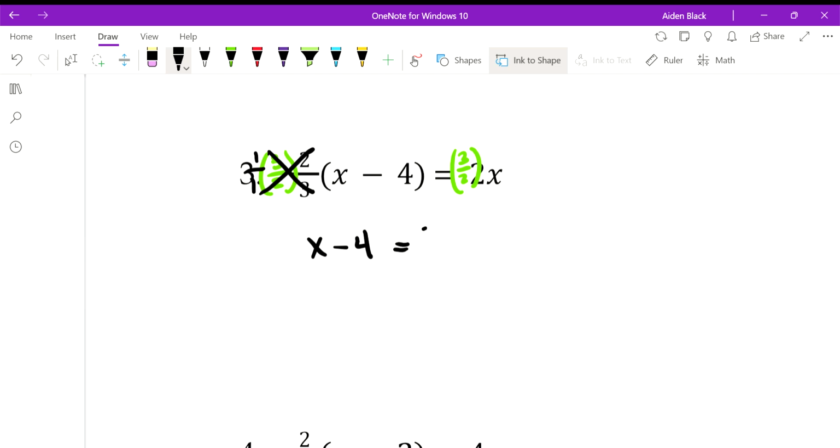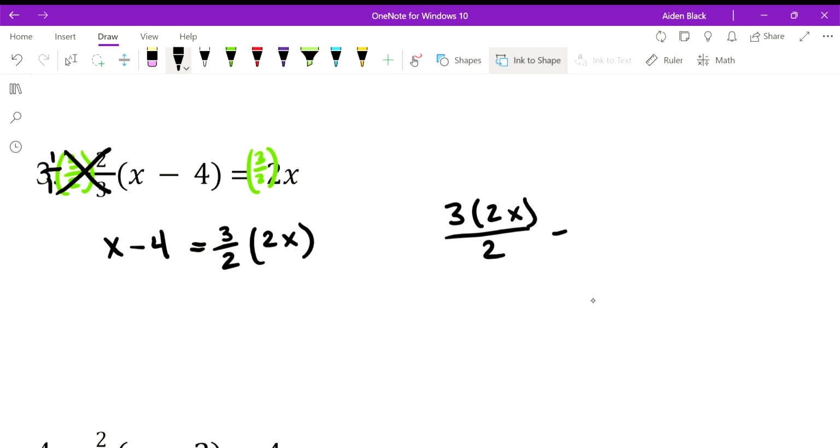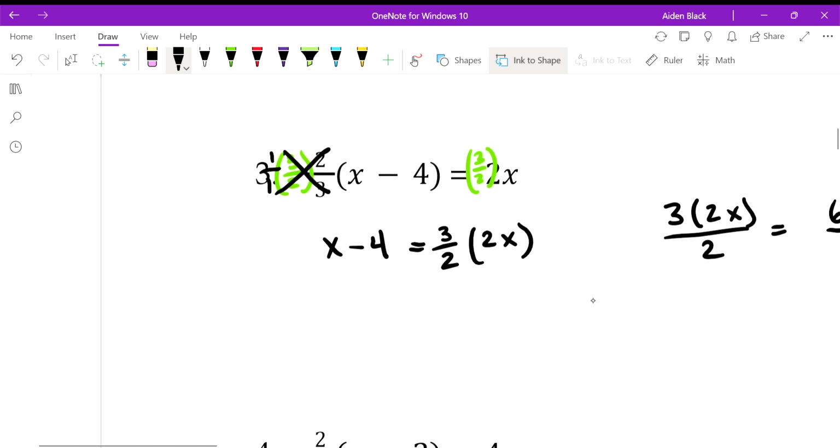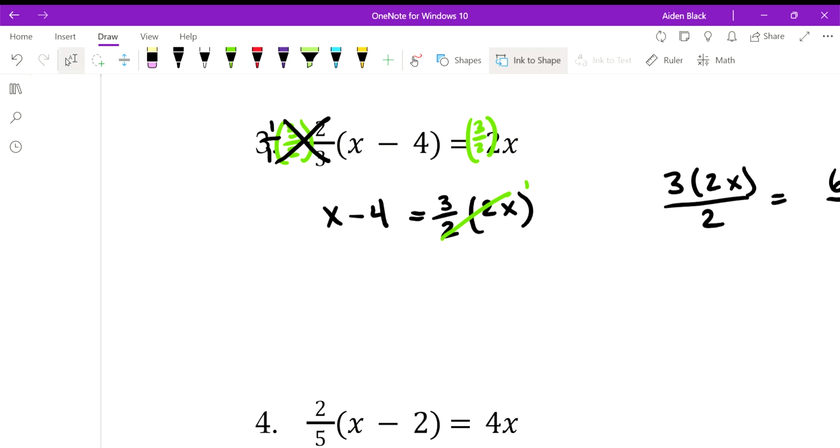Now on the right-hand side, I have 3/2 times 2x. And what you'll notice is, if you did multiply this out, so it would go into the numerator, you would notice that this simplifies to 3x. I can see that clearly right here. This is 1, so I just have 3 times 1x, which is 3x. So I get x minus 4 equals 3x.